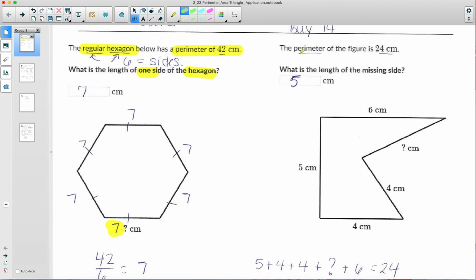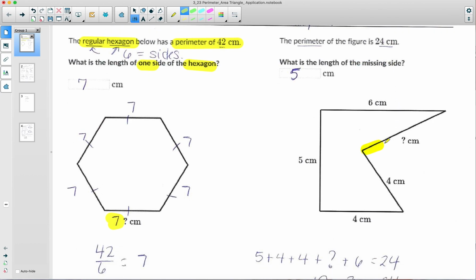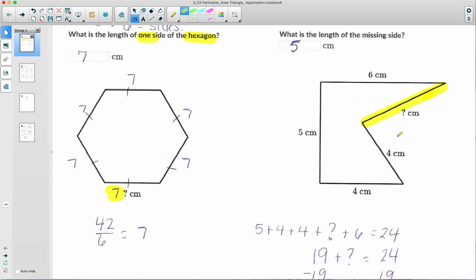Okay, the one over here. The perimeter of the figure is 24 centimeters. What is the length of the missing side? So here we have our missing side. We have to find the length of that missing side. So similar, but we're just going to switch this up a little bit. This isn't a regular polygon of any sort. It's irregular. It's actually a 1, 2, 3, 4, 5-sided figure, which makes it a pentagon.